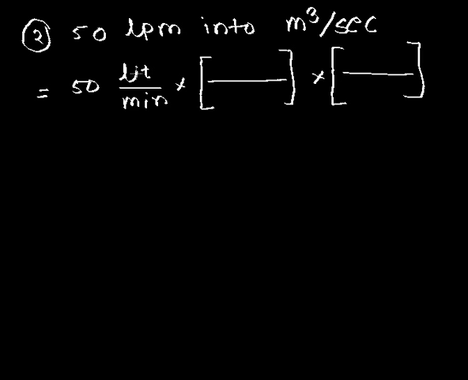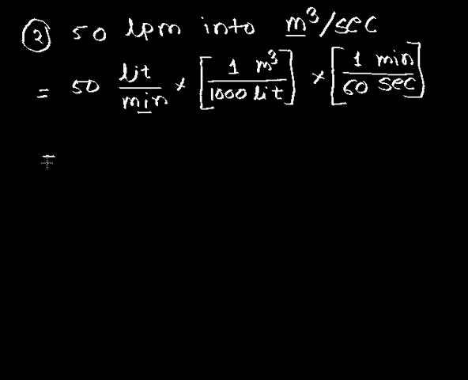Please see how to write it. Liter is in the numerator, write it in the denominator. Minute is in the denominator, write it in the numerator so that it gets cancelled. In place of liter we need meter cube, write here meter cube. In place of minute we need seconds, write it here seconds. And now we must know the basic relation between these. So 1 meter cube of water is equal to 1000 liters, and 1 minute is equal to 60 seconds.